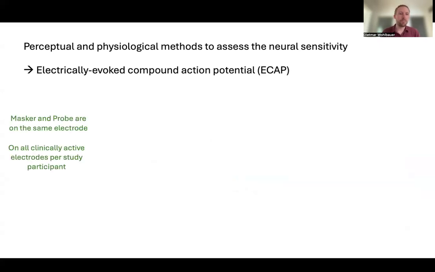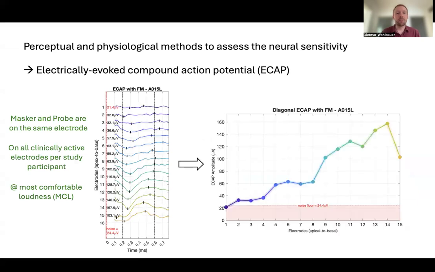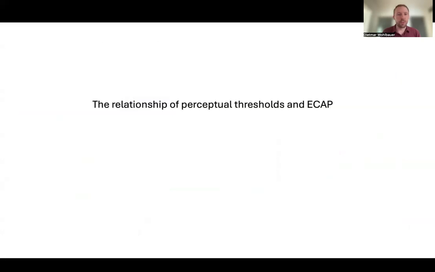For the ECAP, it looks very similar to the focus threshold profile because it's a profile, but we record it at maximum loudness instead of at threshold. You can record an ECAP on every electrode, of course, and it results in a profile that might look like this, with different strengths of amplitudes: a strong one that might look like this here, and a very weak one that might look like this.